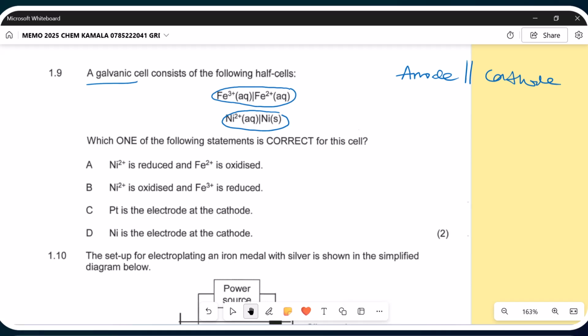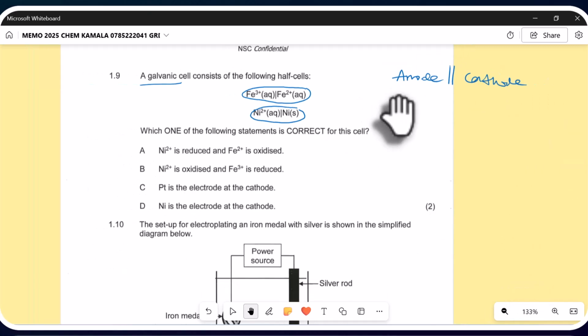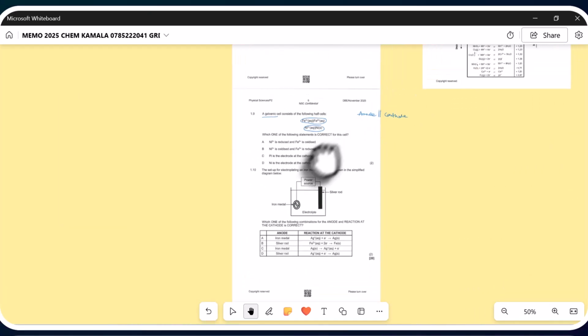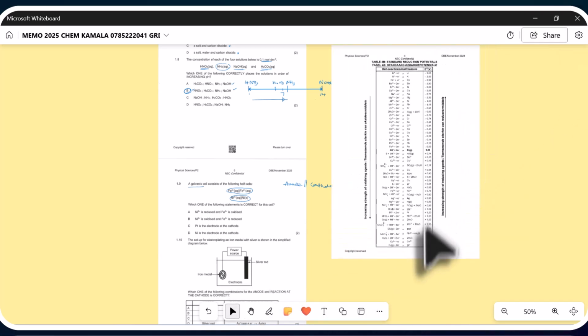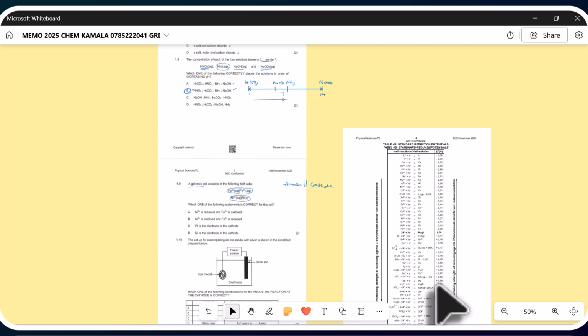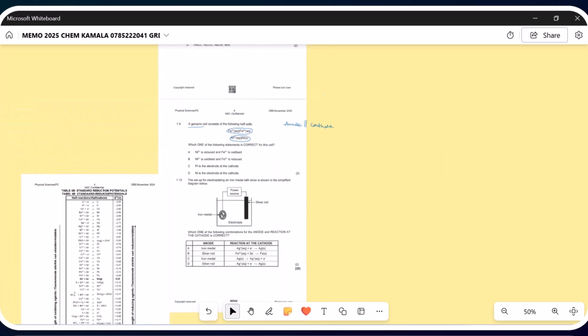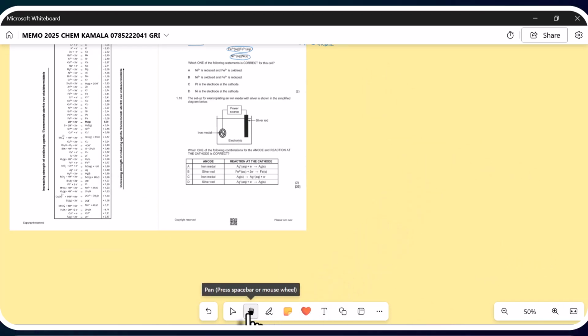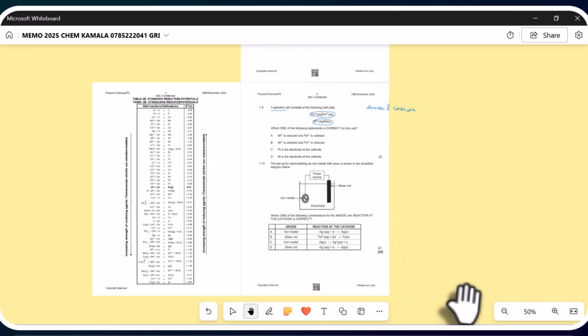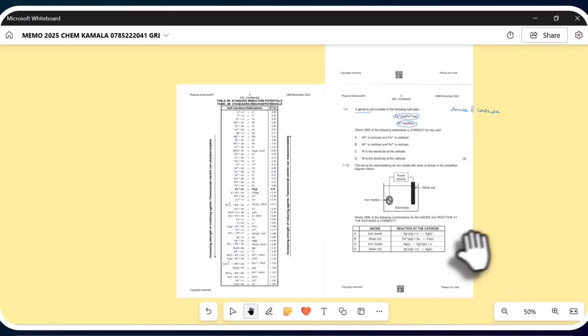So with this table here, the table 4B, which one is more reducing than the other? Now the one which is more reducing will be from the anode. Okay, because the anode undergoes what we call oxidation. And in oxidation we give off the electrons which are going to go to the cathode to do the reduction. So if you look at our given table here, remember we are dealing with nickel to nickel 2. Okay, let's find out here. Where is it here? Nickel to nickel 2. Where it is on here.